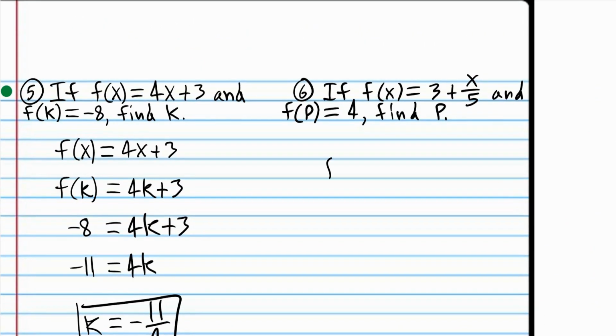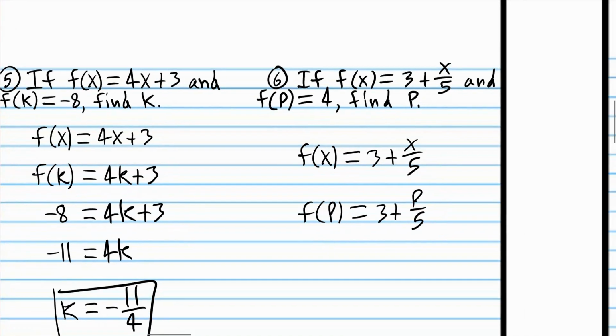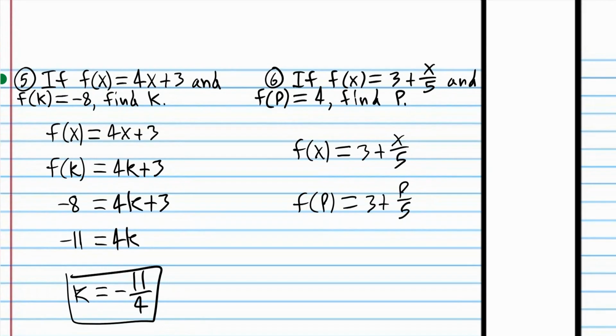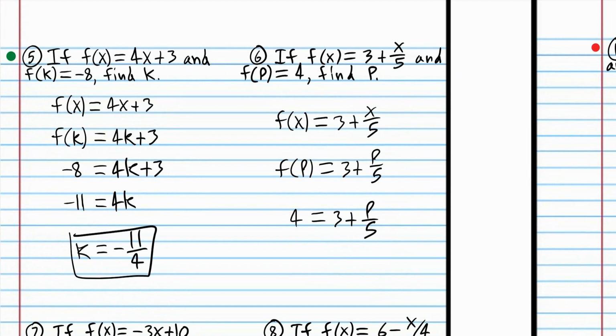Okay, we're back. Like I said, you don't have to do this first step, but I'm just doing this for your benefit so you can see. We know that f of x is 3 plus x over 5. So f of p would be 3 plus p over 5. We also know that f of p is 4. So we're just going to rewrite the same equation and replace f of p with 4.